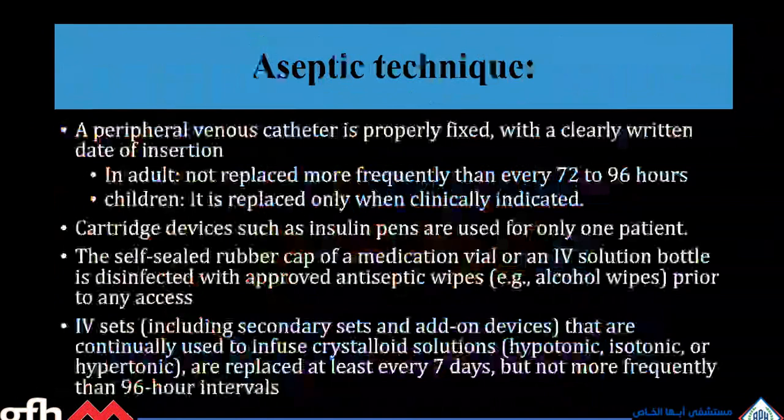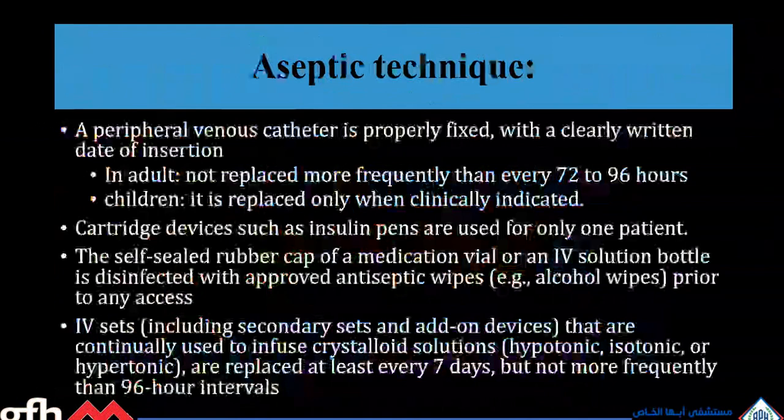The self-seal rubber cap for the medication vial. What is the infection control measure regarding use of a multi-dose vial, or a vial in general? He needs to hear that I need to disinfect the insertion site with an alcohol swab and wait until complete dryness, which takes about 30 seconds.